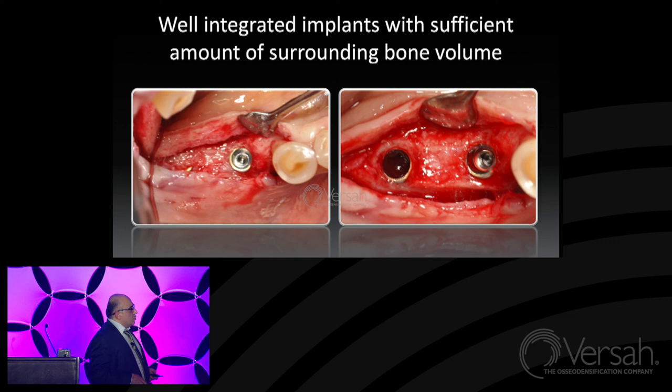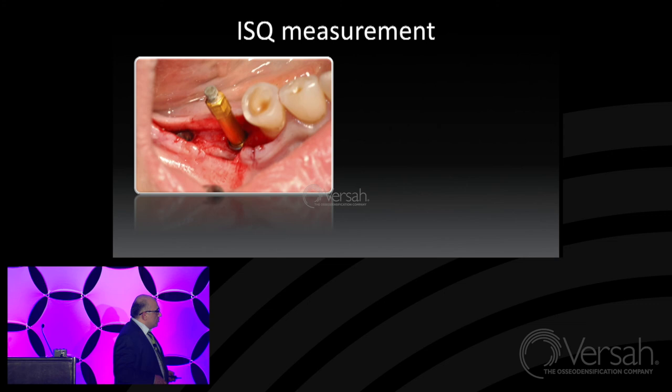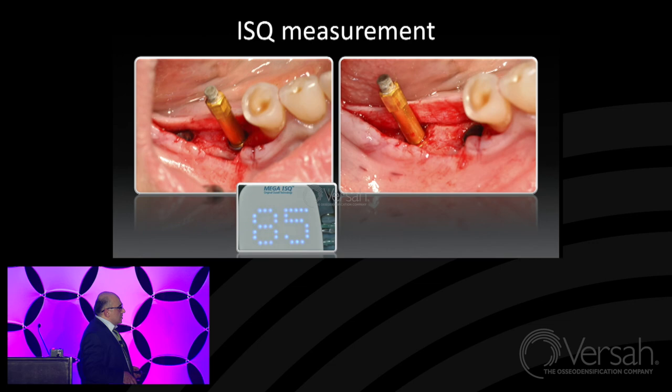This is the new zone of bone we got around the implant, here and here. We make an ISQ measurement to be sure that we have enough stability. This is the zone of the first molar. This is the zone of the second molar. 85 is high enough.